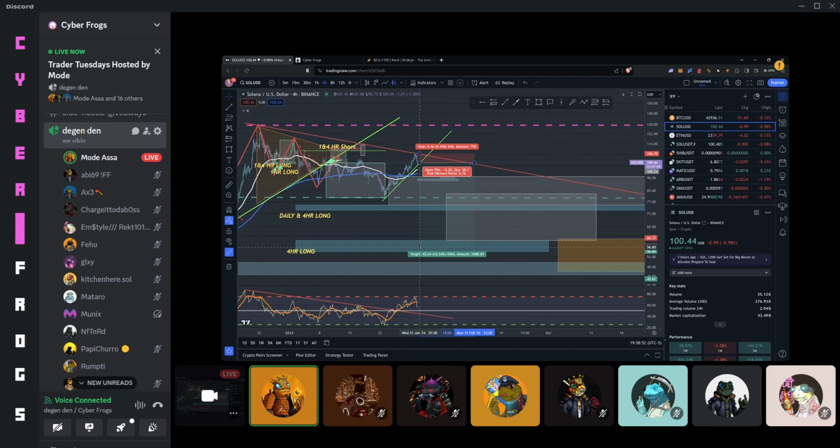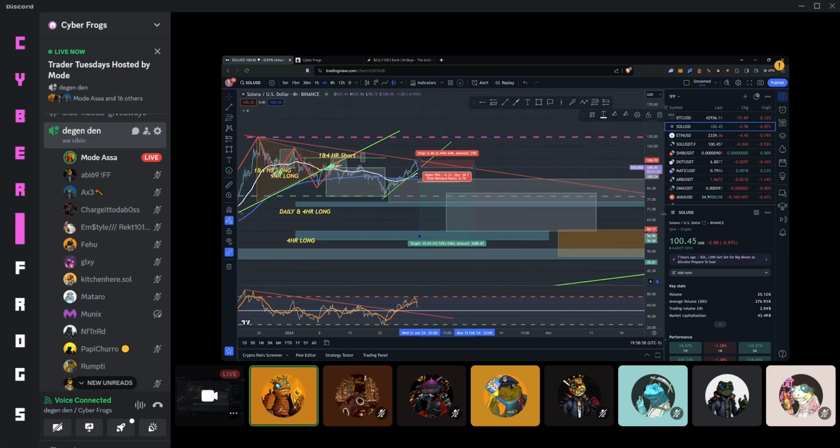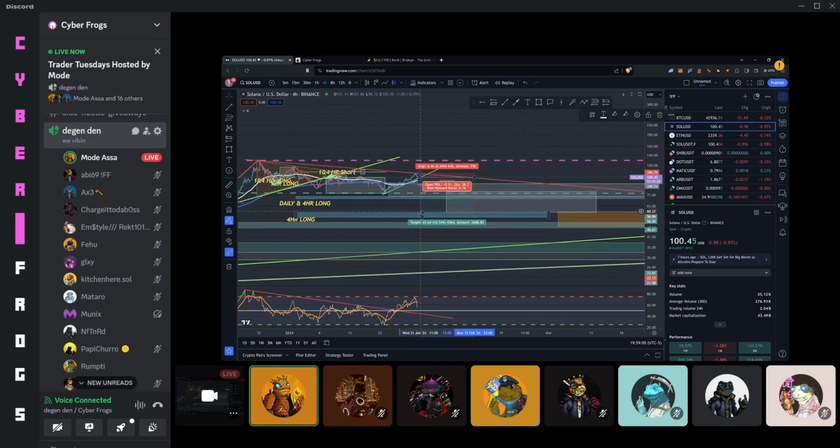I mean, you're looking at 40% plus down to the 4 hour long. That's not even talking about the $34 zone. So if you wanted to sell a little bit of Sol and hold out for that 34 zone, you're looking at 65% gain versus 6.5% loss. You're looking at a 10 to 1 risk to reward ratio. Go.